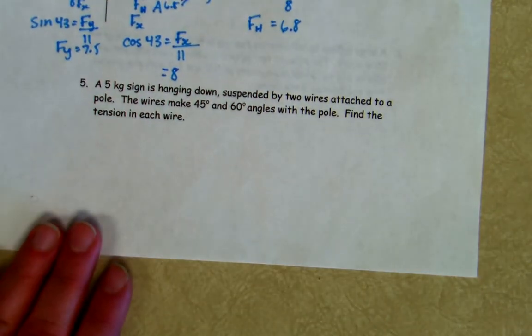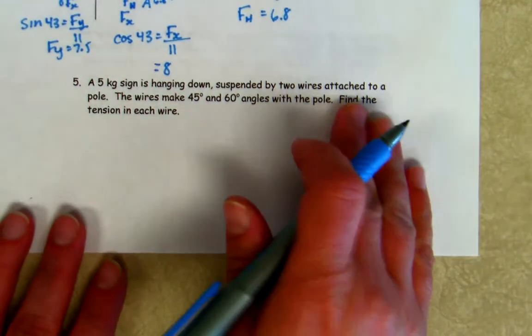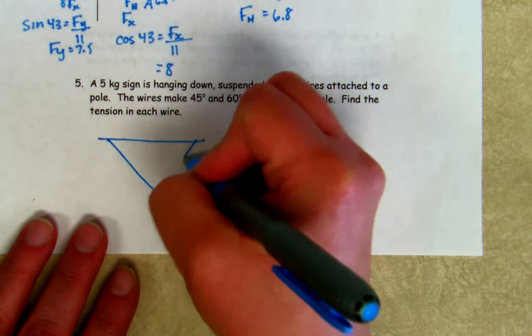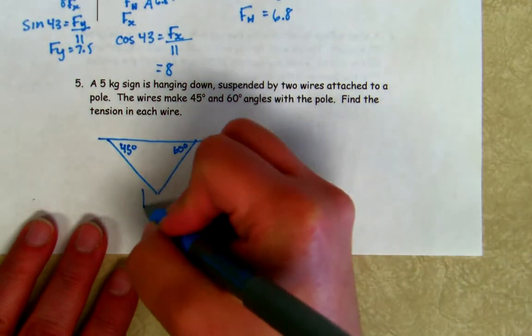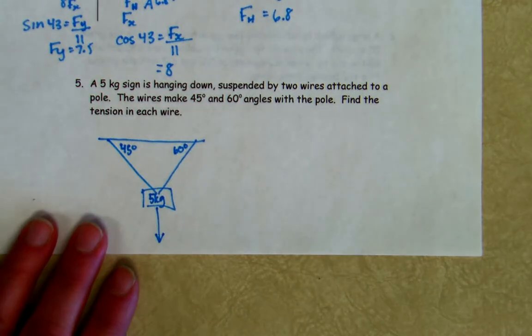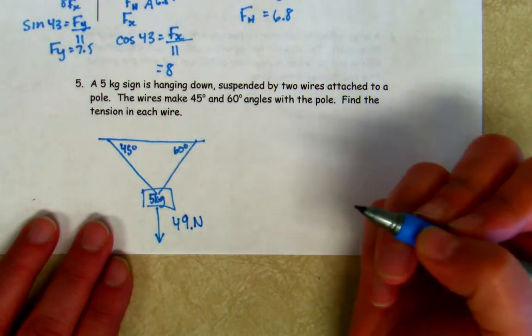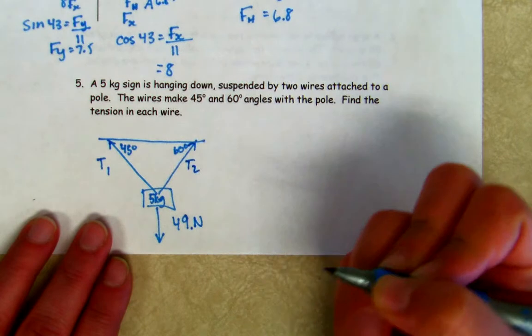Last example, a 5 kilogram sign is hanging down, suspended by 2 wires attached to a pole. The wires make 45 and 60 degree angles with the pole. Find the tension in each wire. Very similar to the first 2 questions we did. So I have a pole, there's a wire, there's a wire. One makes a 45 degree angle, the other makes a 60 degree angle. There's my 5 kilogram sign, which has a force of gravity of 49 newtons. I did 5 times 9.8. There's tension 1, there's tension 2.